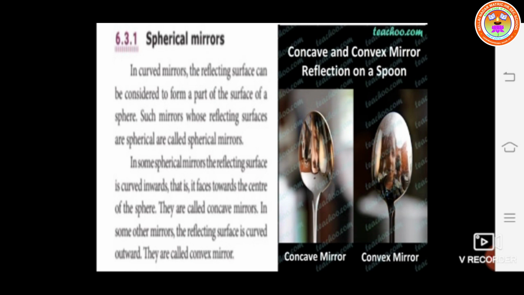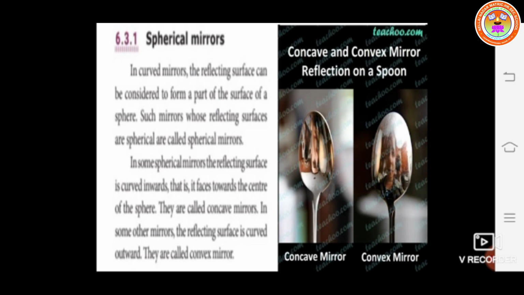In a curved mirror, the reflecting surface can be considered to form a part of the surface of a sphere. Mirrors whose reflecting surfaces are spherical are called spherical mirrors. If the reflecting surface is a spherical surface, the type of mirror is called a spherical mirror.